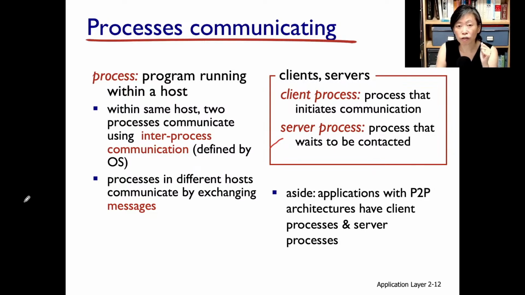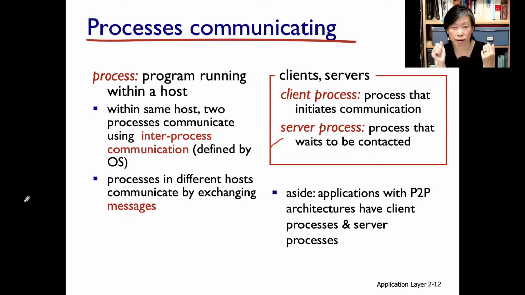Take note, the server process, remember the server is the one that's always on, right? So the server process is always started early, since the beginning of the service. Only when the service is started do you call the service available. Okay, and it's always there waiting to be contacted. The client process is the one, after being started by the user, initiating communication to the server and getting something back from the server in return.